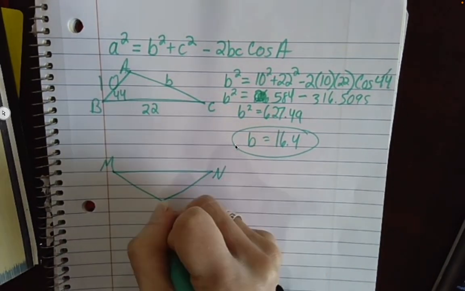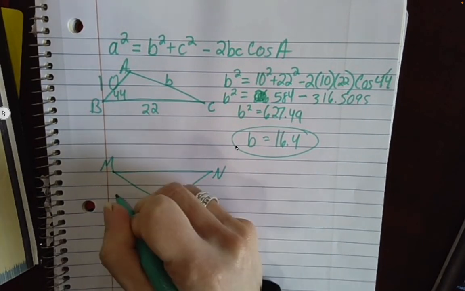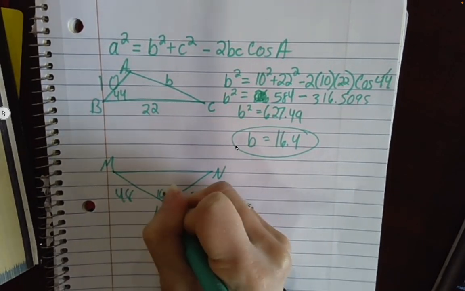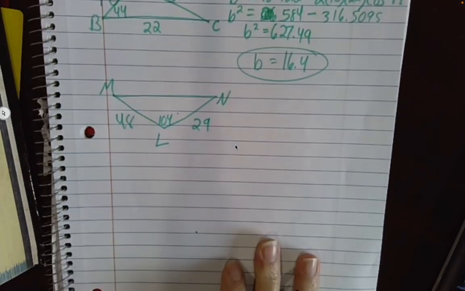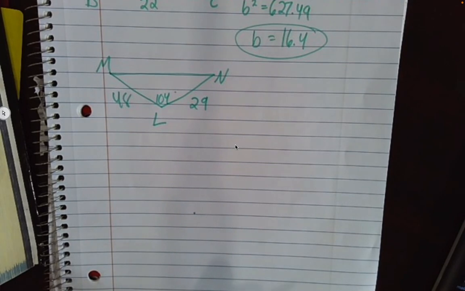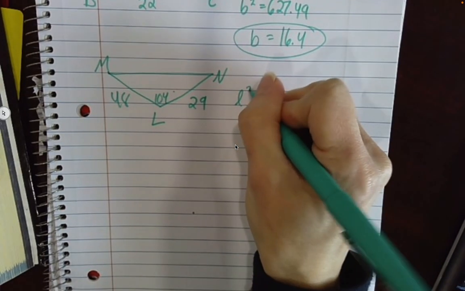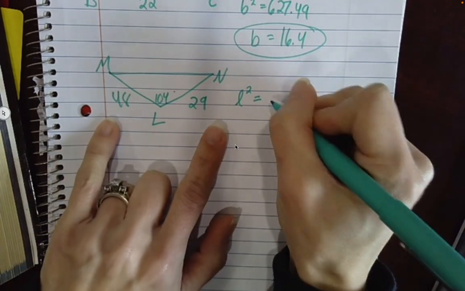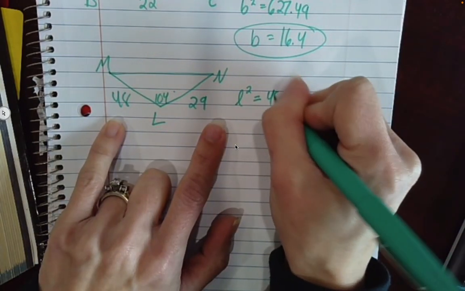M, N, and L. See, they don't even use the same letters at all. This one's 48. This one's 29. That's 104 degrees. So what side am I looking for? Little L, okay? So I'll just put it like that so it's not confusing. What are the two sides I do know? 48. It's supposed to be an 8.